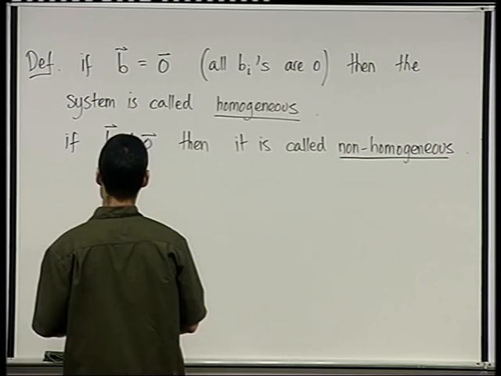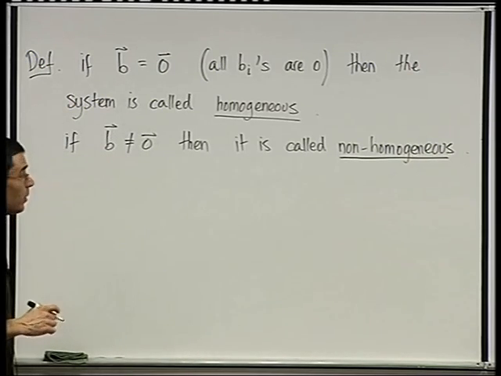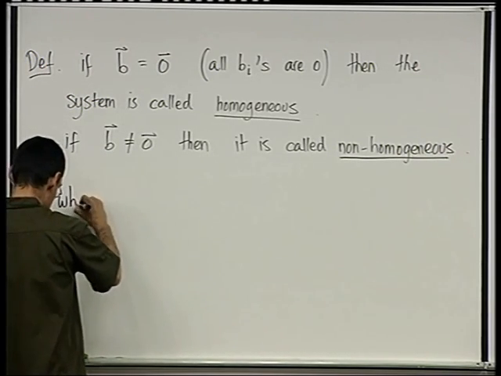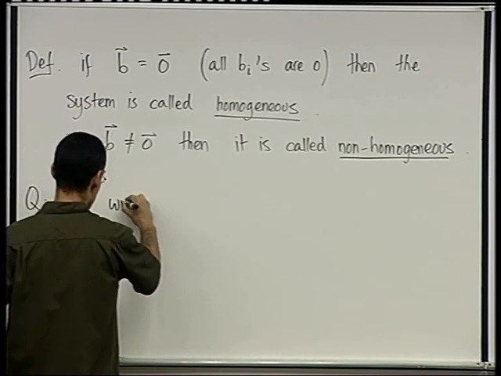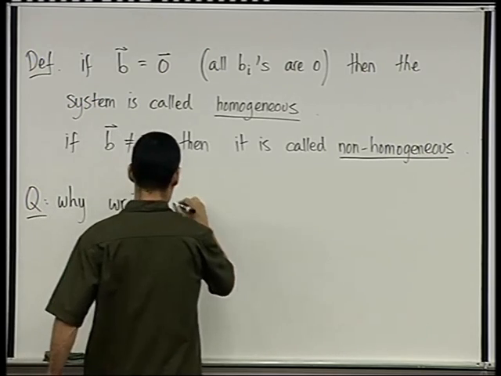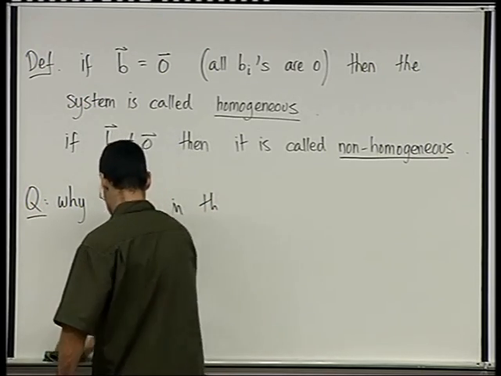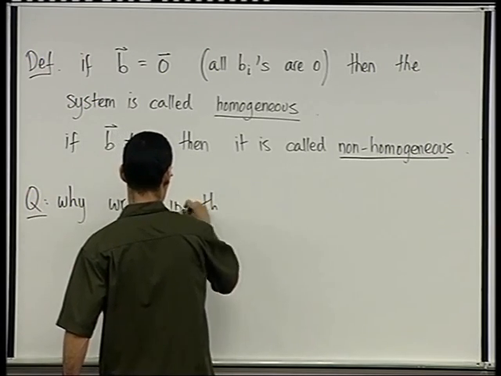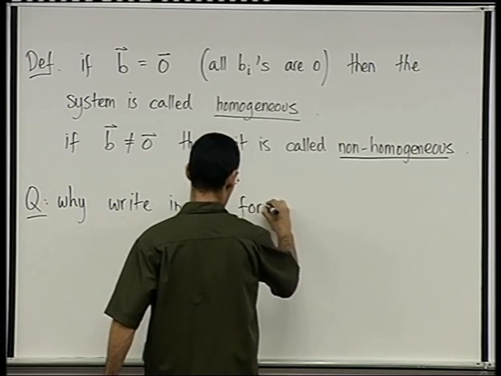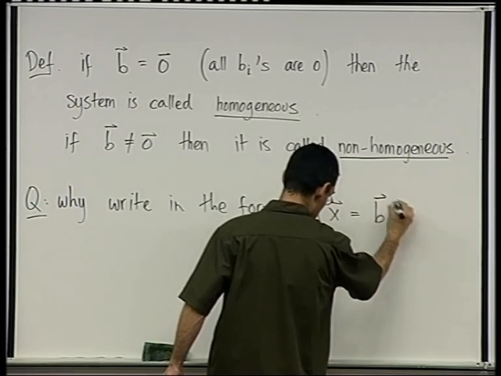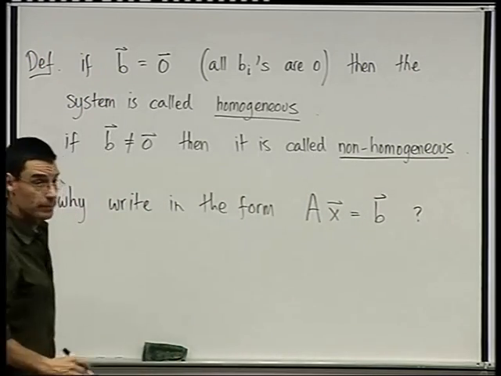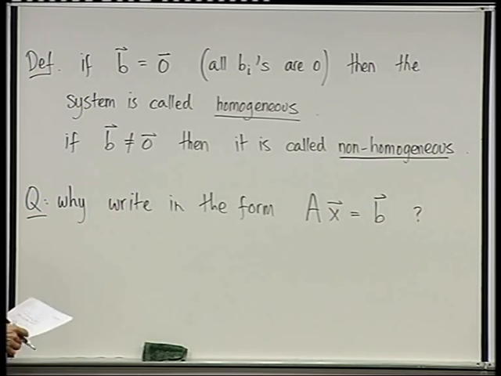Okay, so the question that we want to answer now is: why write in the form AX equals B? What is it good for? That's the question we're going to answer in the next clip.